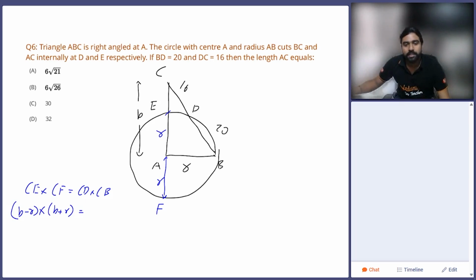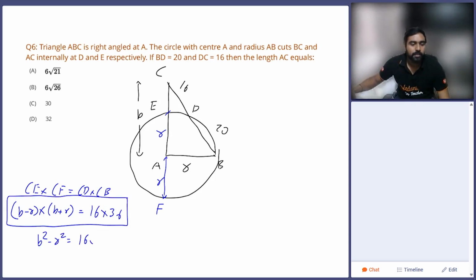This is equal to, what is CD? CD is equal to 16, and what is BC? That's equal to 36. Okay, I've got one condition: B square minus R square is equal to 16 into 36. Achha, along with this, can I also say that this right here is a right angle triangle, meaning that B square plus R square will be equal to 36 ka square.